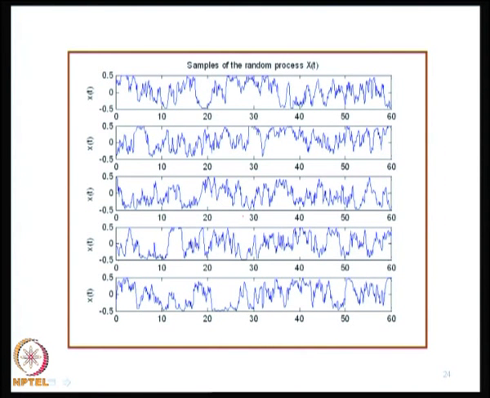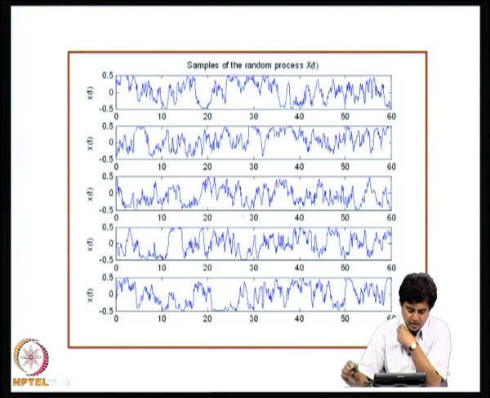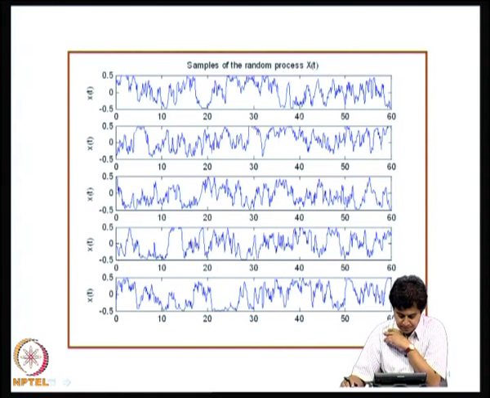These are a few samples of x of t. Notice that it is uniformly distributed between minus 0.5 and plus 0.5, and it has 0 mean, and if you compute the power spectral density function or autocovariance function, it will match with the target values that are specified in the statement of the problem.